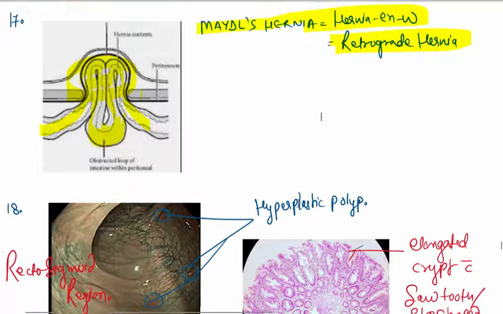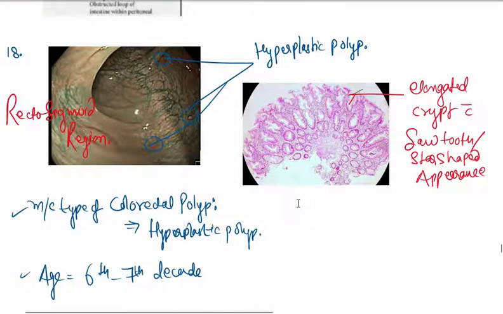This is a colonoscopy, and this is showing a very small polyp at the rectosigmoid region. This is a hyperplastic polyp, the most common type of colorectal polyp. It is seen in the 6th to 7th decade, and histopathology shows elongated crypts with a sawtooth or star-shaped appearance.